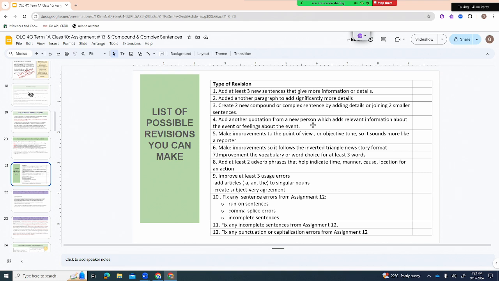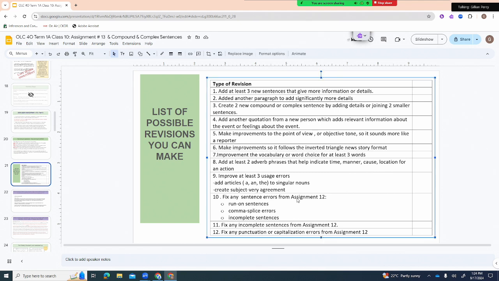Now those can be anything. I'm giving you some examples here though. For example, you could make sure that you add articles, a, an, or the, to singular nouns. That's a really common usage error I see. Go through and look for your nouns and add articles. That's a great one to fix. The other one is, it says create subject and verb agreement. My apologies, I can't fix it right now because it's a picture, not the actual text. I'm going to talk more about subject-verb agreement. I don't think we've discussed it yet this term.